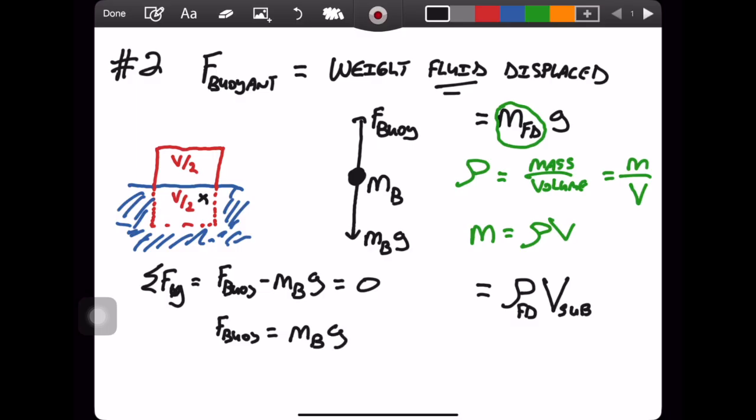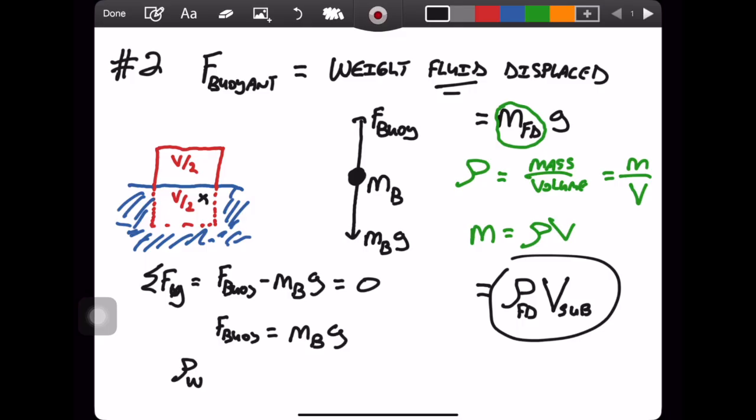But remember, I showed how the force of buoyancy could be rewritten as the density of the fluid displaced multiplied by the volume of displacement. And so in this particular case, the force of buoyancy is going to be equal to the density of water.